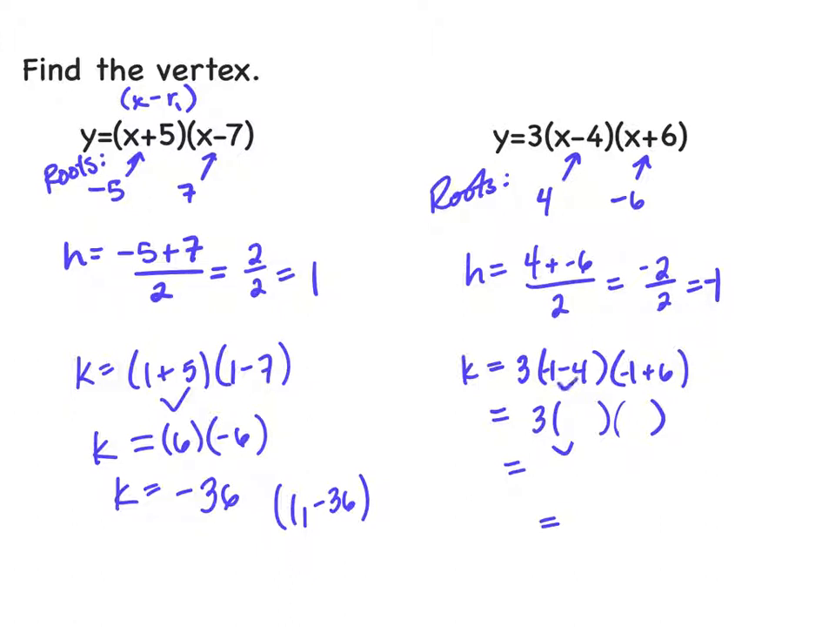-1 minus 4, that's going to give me -5. -1 plus 6 gives me +5. By the way, how I knew I had made a mistake was that once you put your numbers in, you should have the opposites of the same thing. -5, +5, 6, -6, and that happened on the page before too. So then 3 times -5 equals -15, times 5 is -75. So there's our vertex from factored form.